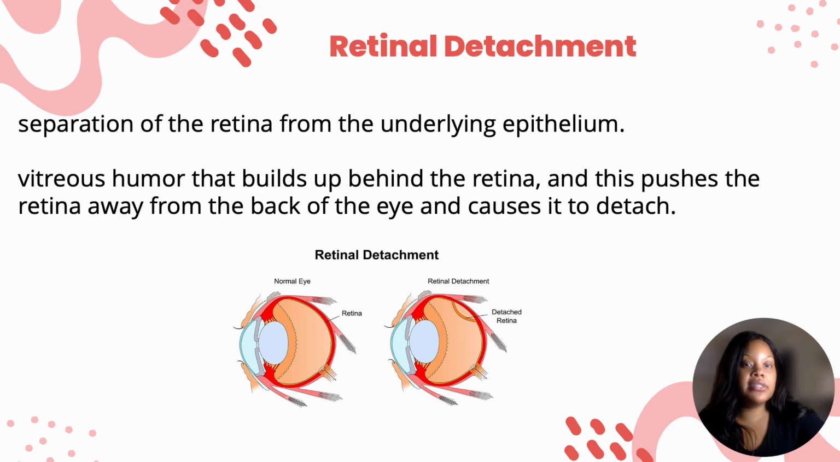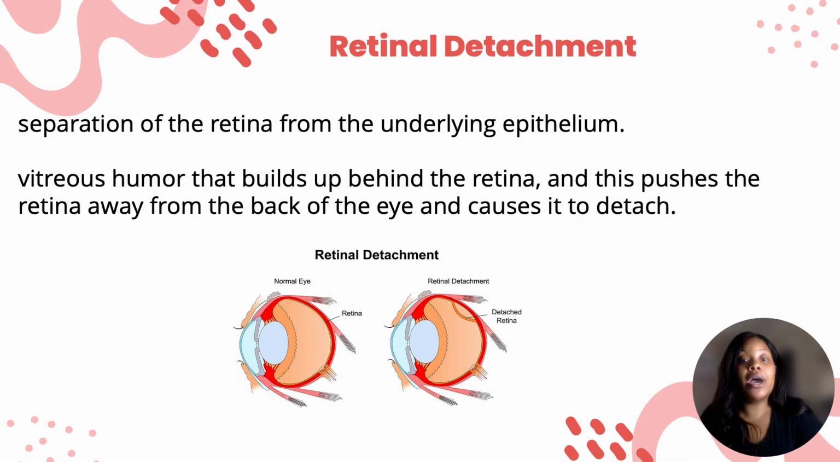What we're going to talk about today is retinal detachment. That basically is the separation of the retina from the underlying epithelial. The vitreous humor backs up behind the retina and pushes the retina away from the back of the eye and causes detachment.